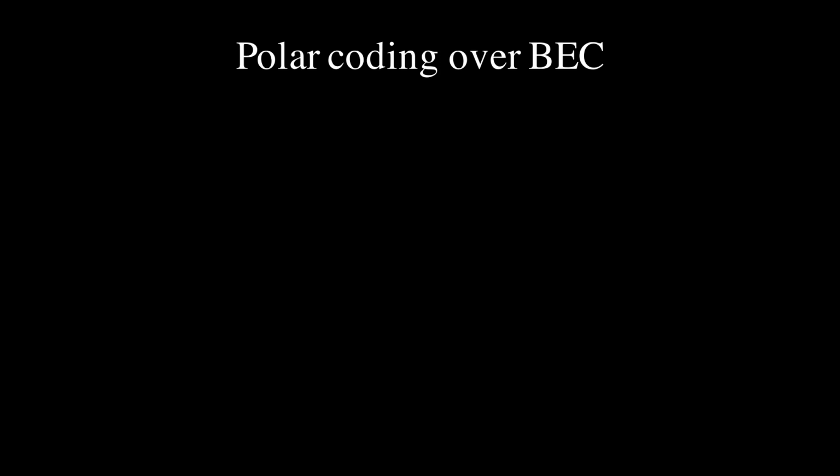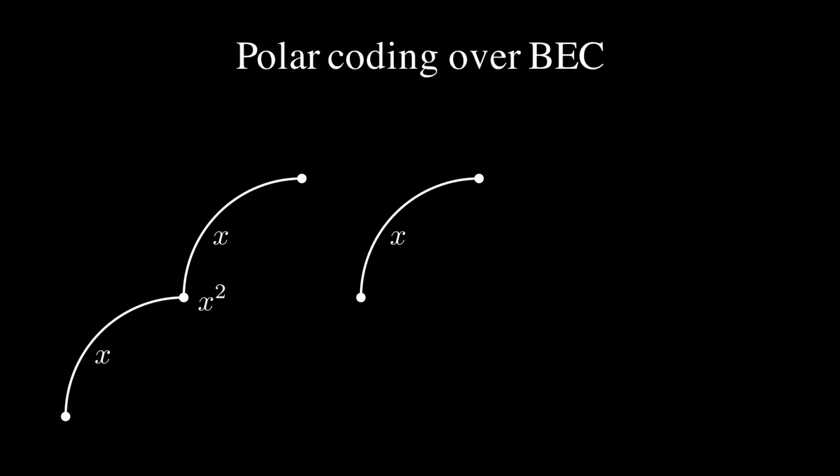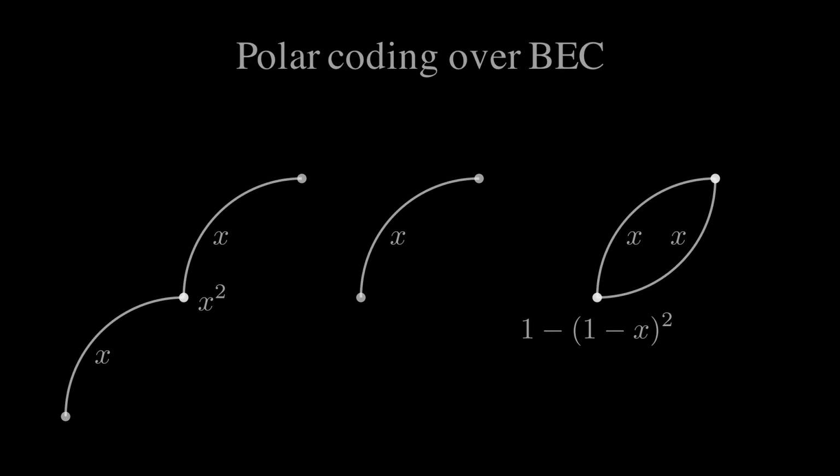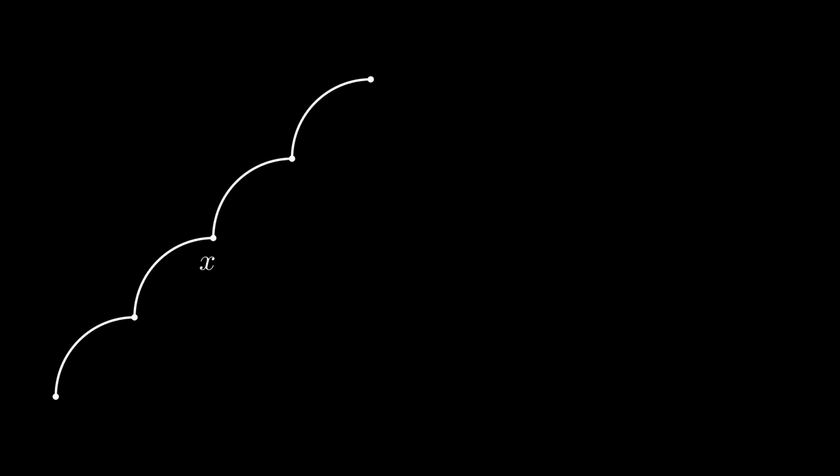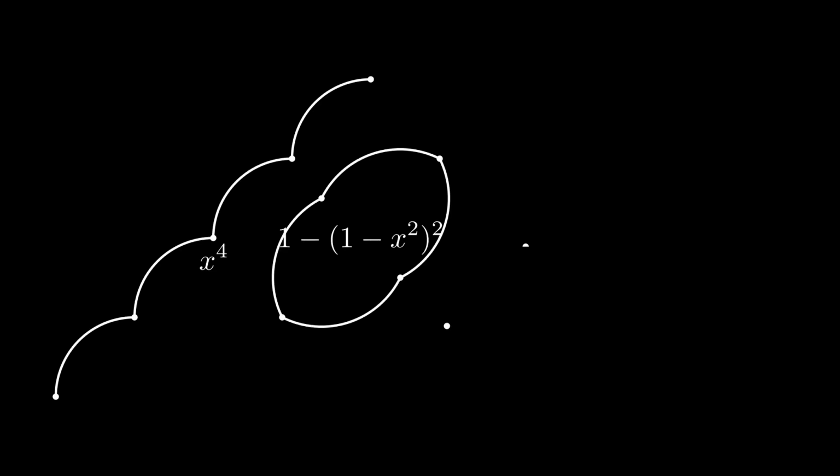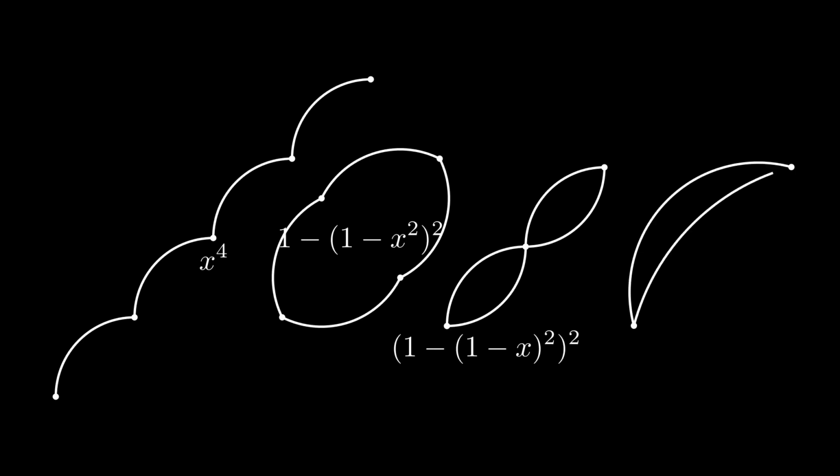And here is how to construct Polar code over BEC. Imagine that a BEC with erasure probability 1 minus x is a wire with connection probability x. The serial concatenation of two BECs has connection probability x squared. The parallel combination of two BECs has connection probability 1 minus (1 minus x) squared. One then applies serial concatenation and parallel combination recursively to generate more complicated circuits.